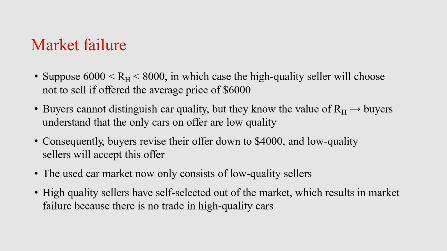Suppose that the reservation price lies between $6,000 and $8,000, in which case the high quality seller will choose not to sell if offered the average price of $6,000. So buyers cannot distinguish car quality, but they know the value of the reservation price. Buyers understand that the only cars on offer are low quality.